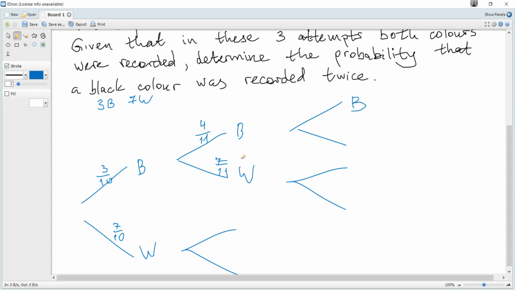If black, so 1 plus 1 plus 1, so there are 5 black in total, so the probability to get black becomes 5 out of 12, and hence to get white it's 7 out of 12.